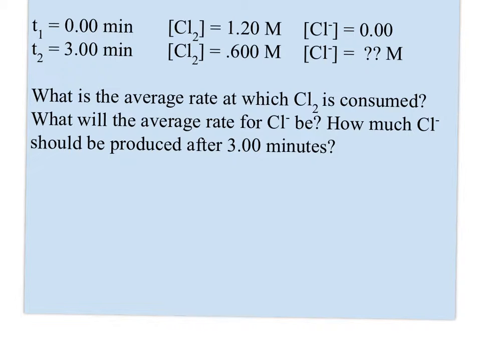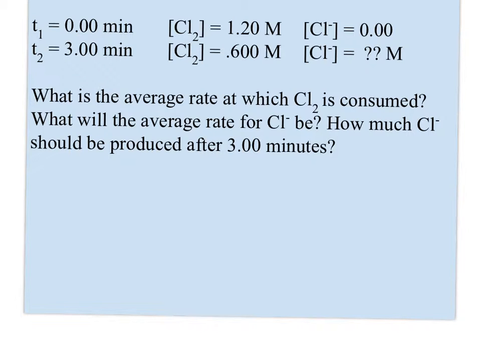My rate in terms of Cl2, I go from a concentration of 1.2 to 0.600, and the time difference is 3 minutes. So then I've got 0.6 divided by 3. And when I go ahead and divide that, that is a rate of 0.200. Technically, I should hang on to my sig figs. I don't care if you do or not. But then this would be moles per liter, and this is per minute, since that's what my time was given in.